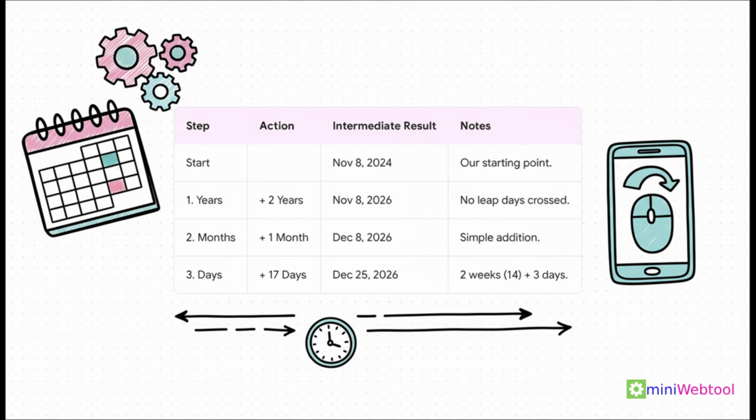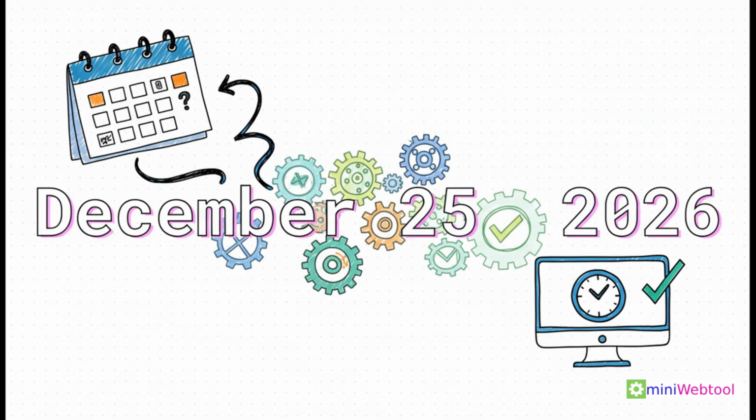Second, we add the months. We add 1 month to that new date, which takes us to December 8th, 2026. And finally, the days. We have 2 weeks and 3 days. That's 17 days total. So we add 17 days to December 8th, and that brings us to our final answer, December 25th, 2026. And there it is.